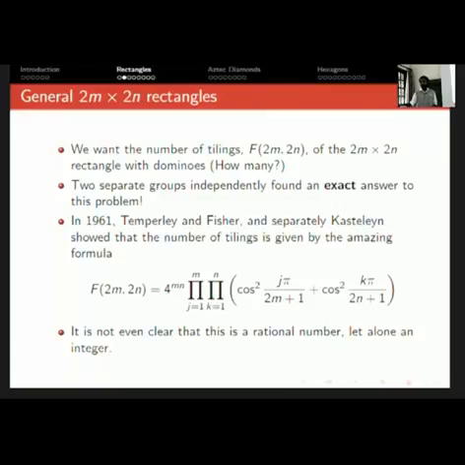Okay? So if you think about it a little, this is like a mind-boggling answer, because there is no way anybody could have guessed that this is the answer to this problem, right? So, as I said, it's not even clear that this is a rational number.